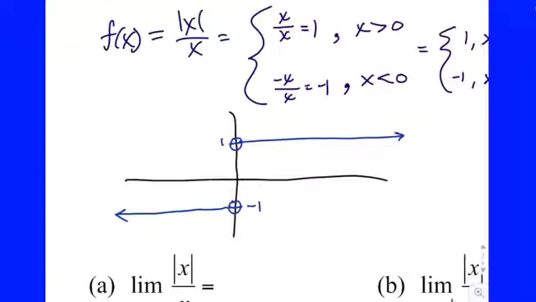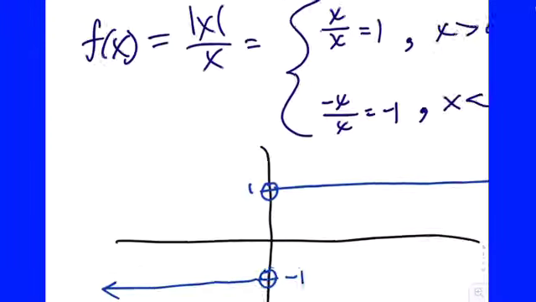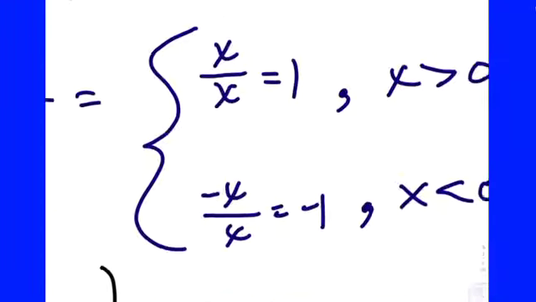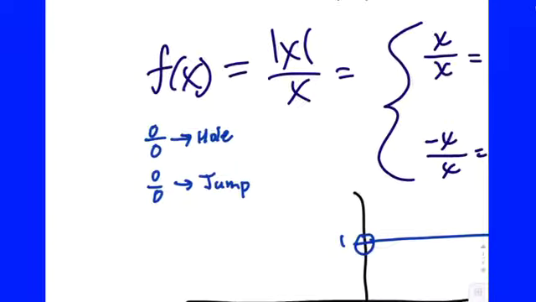What type of discontinuity do we have at 0? Based on the graph, there's a jump, right? So this is the one exception. Remember I said 99 times out of 100, when direct substitution gives you 0 over 0, it's a hole. This is the one exception where 0 over 0 actually gives you a jump, okay? And it's because it's a piecewise function in disguise.